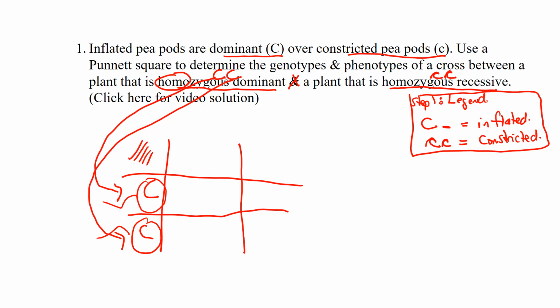Now we could have done it the other way arbitrarily. It doesn't matter because they don't, again, indicate which one's male or female. But if they did, we'd have to put the female on top. So same thing. We're going to isolate that into the top part of the Punnett square.